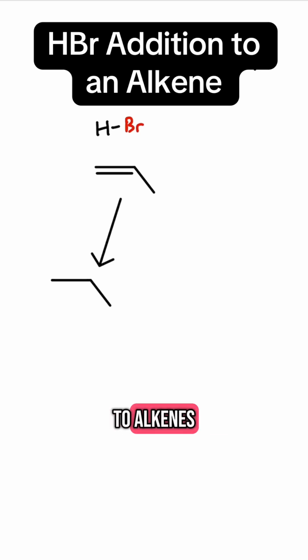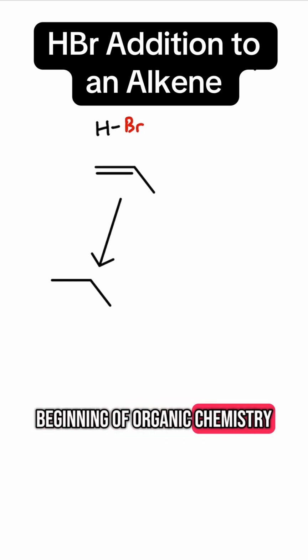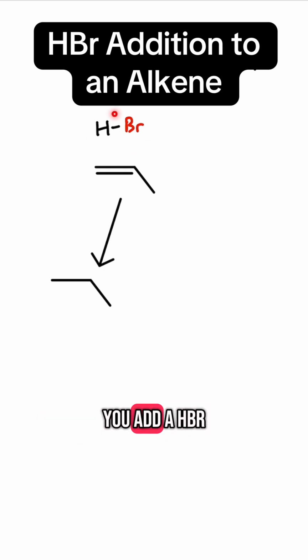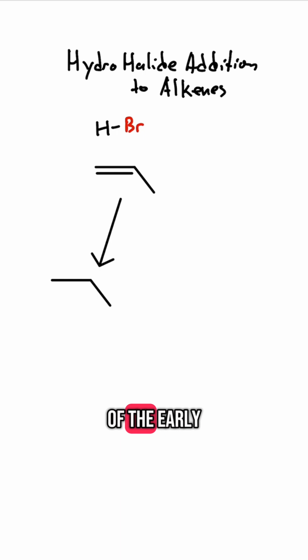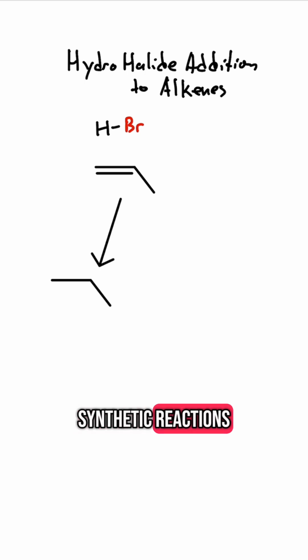Hydrohalide addition to alkenes is an important stepping stone in the beginning of organic chemistry, and it's where you add HBr in this case, or sometimes you'll see it as HX, where the X is any halide, across a double bond. And we're going to talk about that, and it's one of the early reactions you learn in organic chemistry. And it's an important stepping stone into learning synthetic reactions that you can take to larger synthesis.